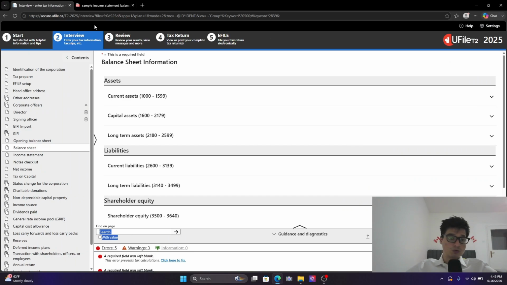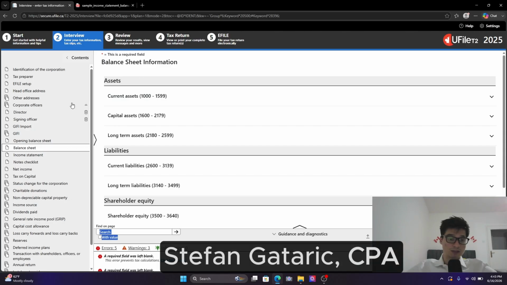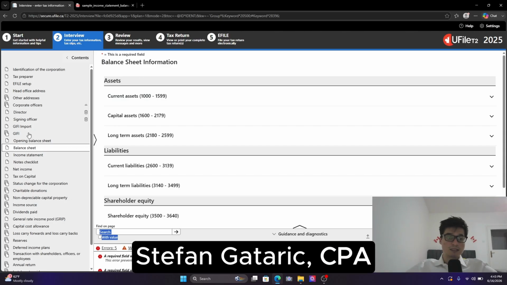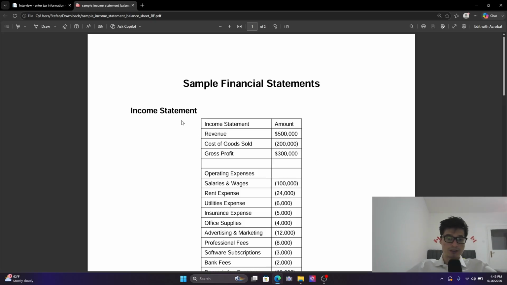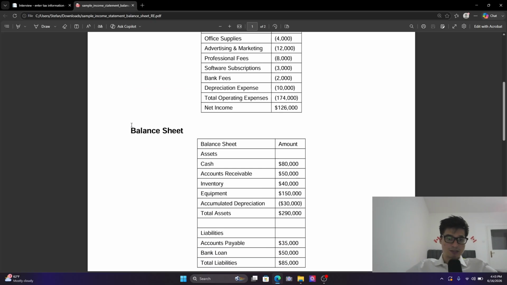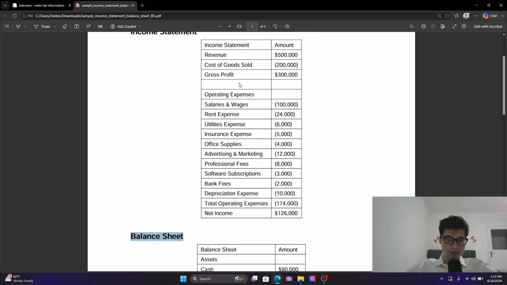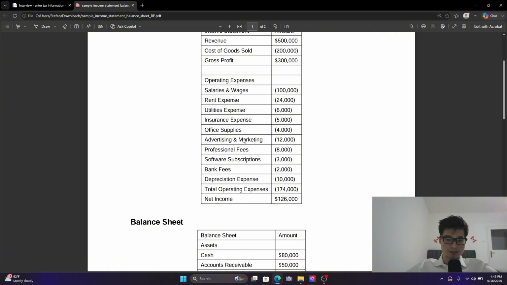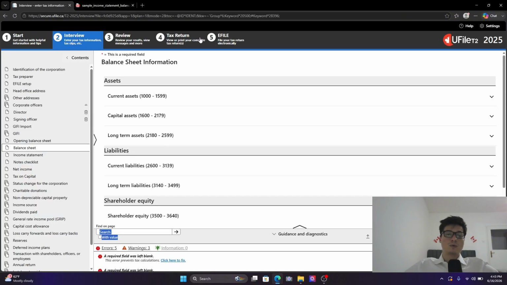Here we are in the UFile software. We are going to have a demonstration of how to fill out this balance sheet information and this income statement, aka the GIFI. Hopefully you are keeping up with your books, your accounting, and you have your income statement and your balance sheet. So I did a quick one here, very quickly generated, and you have a list of operating expenses and your balance sheet accounts, 290, okay, 290. So it works, it carries through.